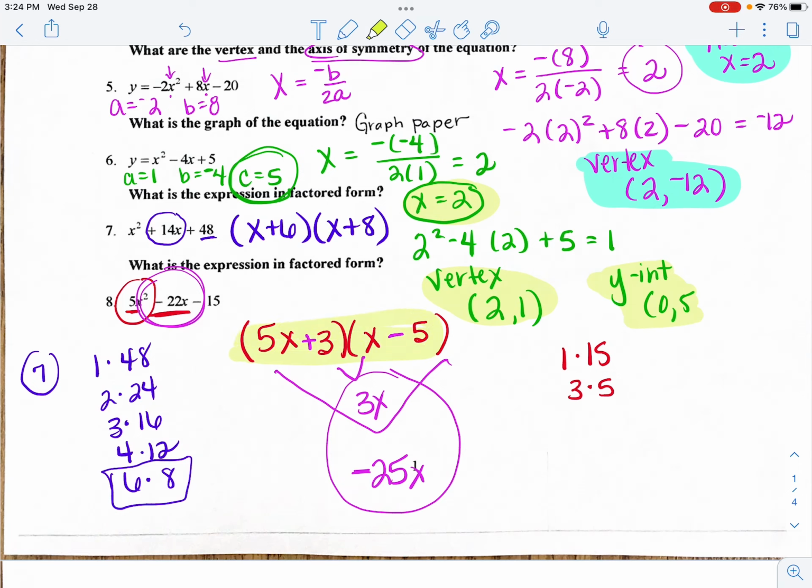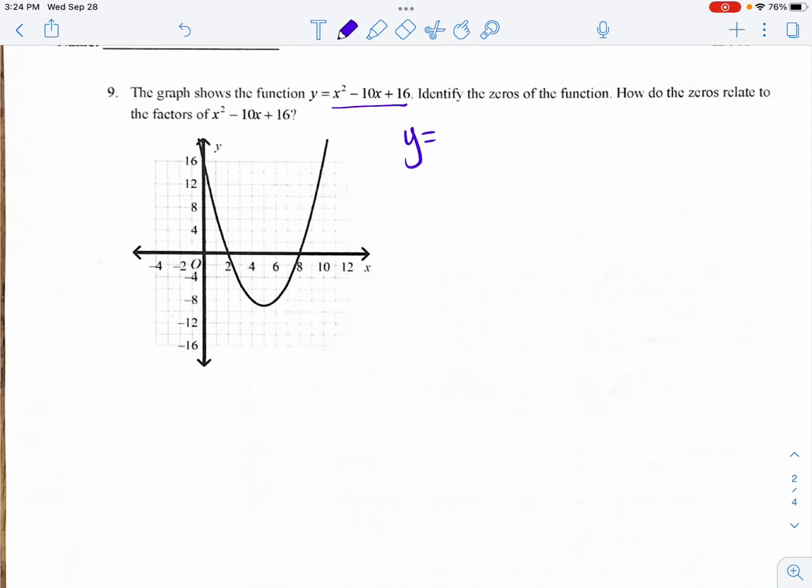And then the last one, number 9. Here it's just asking about the factors. Remember how we talked about whenever we have a quadratic in factored form, which we don't here, right? We talked about, you know, if we factored that, that would be y equals x minus 8 and x minus 2, right? Just like how we factored back on number 6.